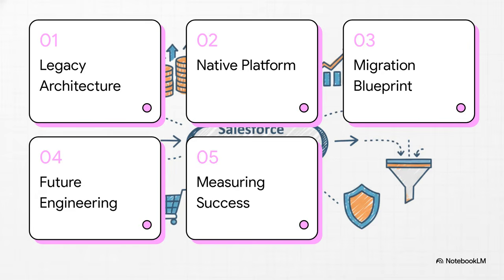Okay, so here's our game plan. First, we'll dig into why those legacy systems are such a problem. Then we'll explore the architecture of Revenue Cloud Advanced, or RCA, and what makes it different. From there, we'll get practical with a phased migration plan, look at how this sets you up for the future, and finally, we'll talk about how you actually measure success.